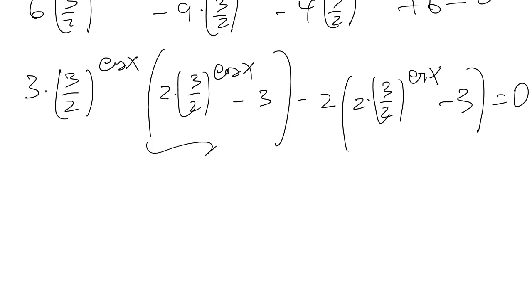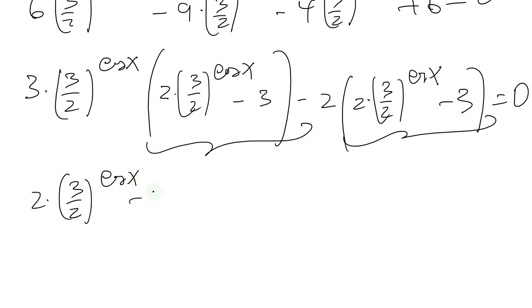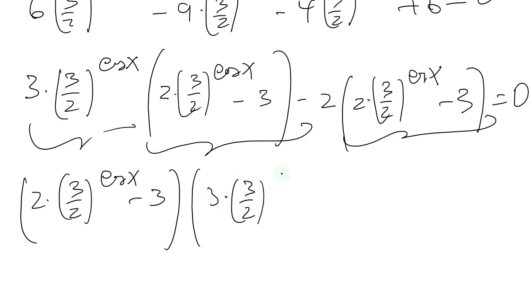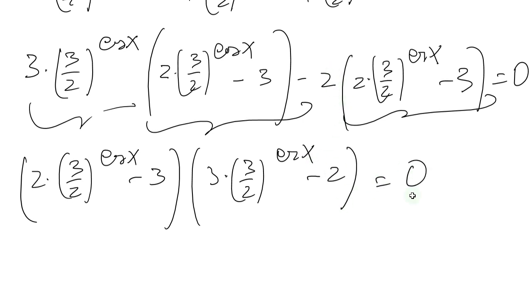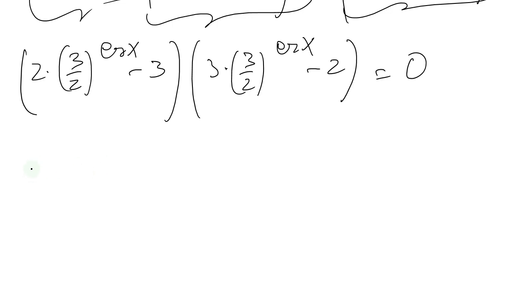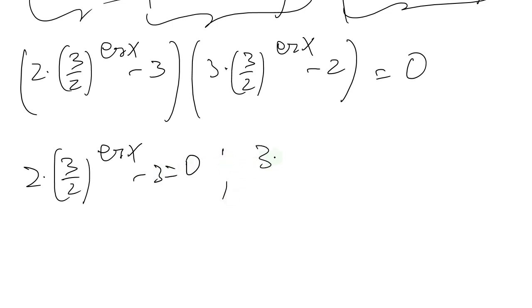So now we see that this one and this one are the same. So we have 2 times 3 over 2 to the cos of x minus 3, which multiplies 3 times 3 over 2 to the power of cos of x minus 2, equals 0. So we got something interesting. This is 2 times 3 over 2 to the cos of x minus 3 equals 0, and 3 times 3 over 2 to the cos of x minus 2 equals 0.